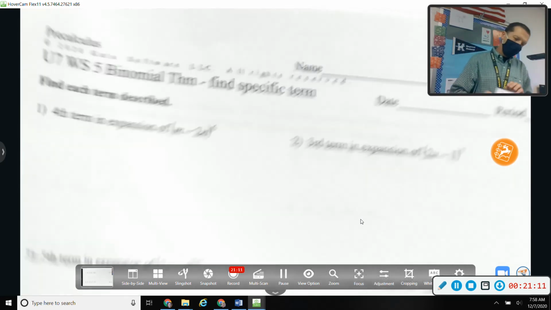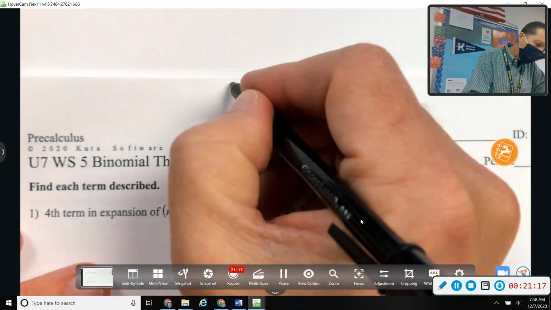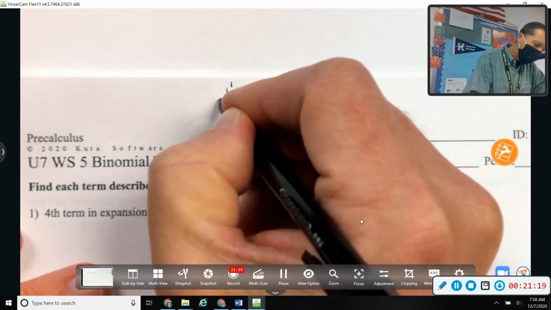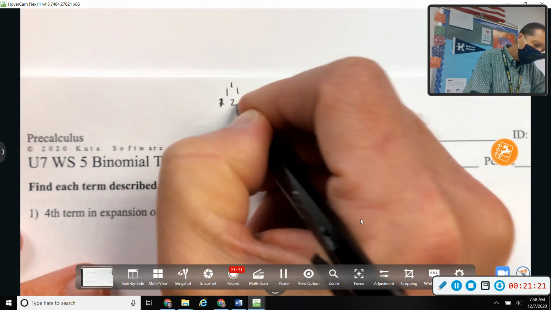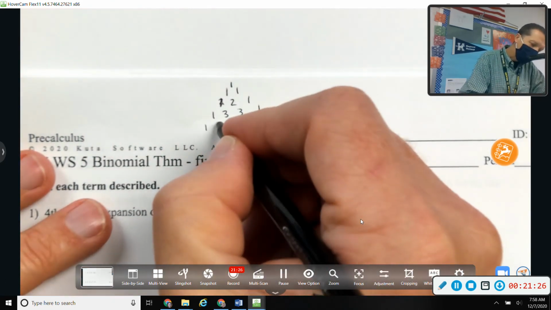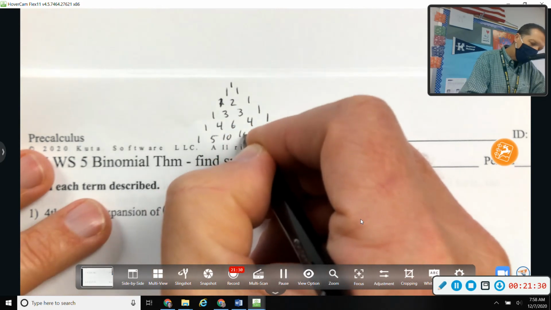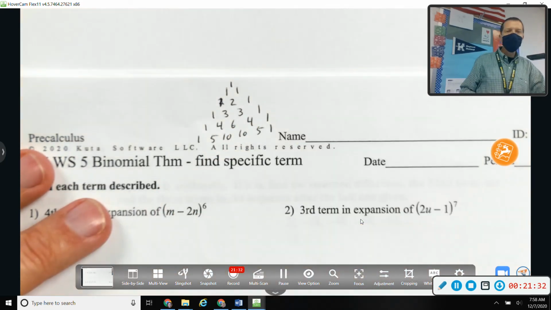So I guess you could flip back and forth. You could also rewrite it up here. I don't know if there's room to rewrite it up here if you write small. Because we really need to get to the 7th row to do this worksheet. Plus it's not bad practice to write it again.